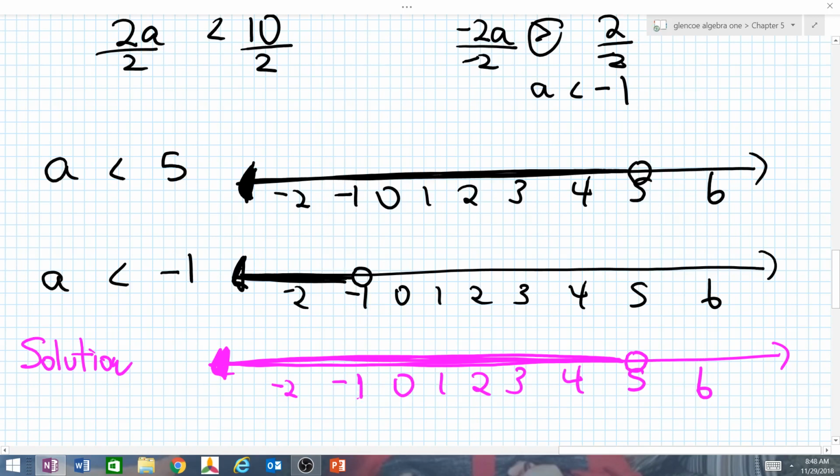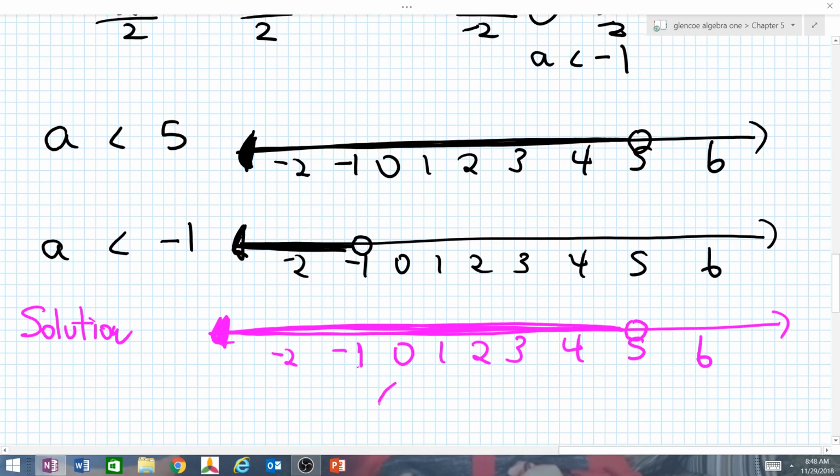Yes? And now to write this in set builder notation, this is an extremely easy one to write. Who could write it for me? What would it be? Come on, be bold, be brave. Thank you. You got it. a is less than 5. And I'm going to take all your questions in 1 minute.